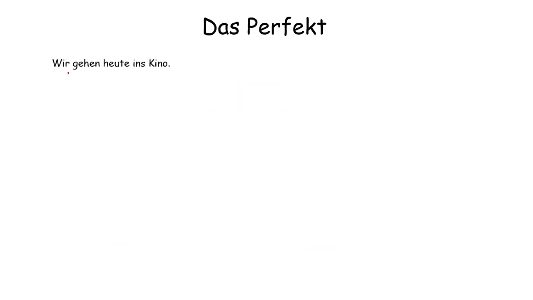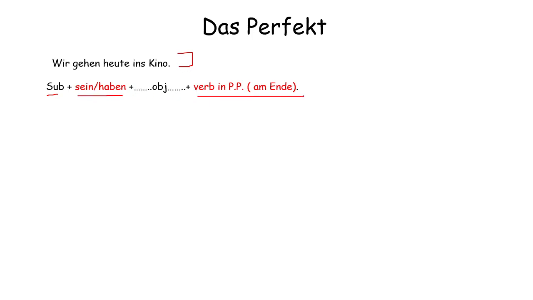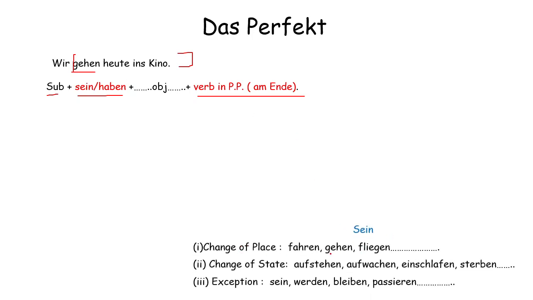Let's see some examples of this perfect tense. Wir gehen heute ins Kino. It's a present tense. We go today to the cinema. And if we need to change this sentence to perfect tense, how do we do that? The sentence structure was subject, second position sein or haben, object, verb in PP at the end. So first of all we need to check whether the verb gehen is in the sein list or not. And here is the list. Gehen is change of place. So we are going to use the sein verb. Wir sind heute ins Kino. And the perfect form for gehen is gegangen.